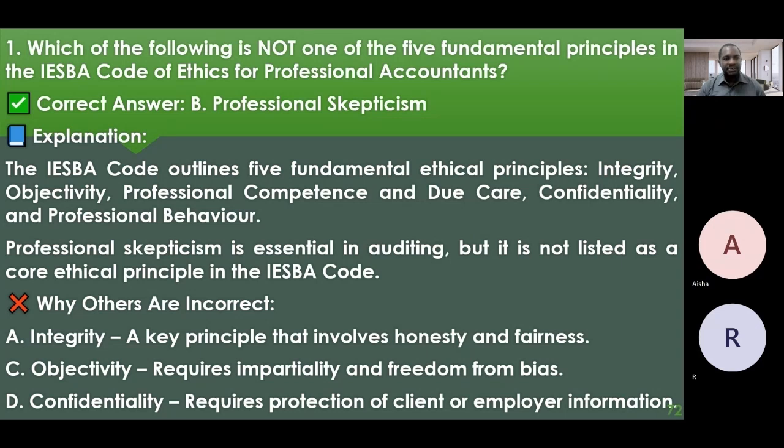Okay. The IASB code outlines 5 fundamental ethical principles: integrity, objectivity, professional competence and due care, confidentiality, and professional behavior. So that's the answer. We both got it.